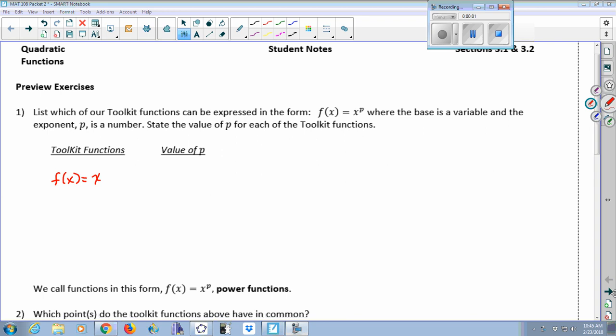Infinity element can be written in this form, x to a power. And what's the value of p here? 1, right. And then our quadratic function has the power of 2. And then do we have cubic on our toolkit function? Yep. So write down your toolkit function, and we have 3 for the value of p.